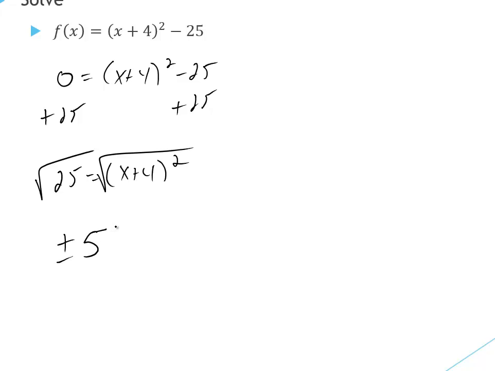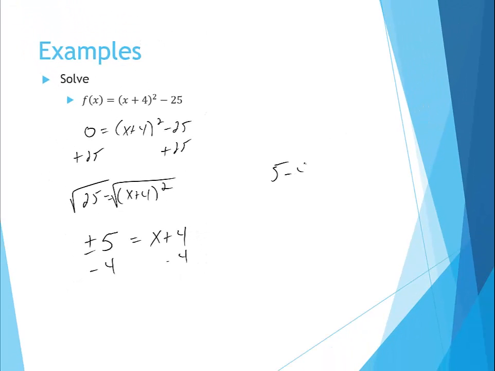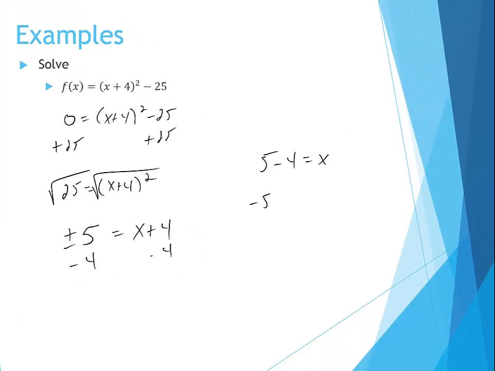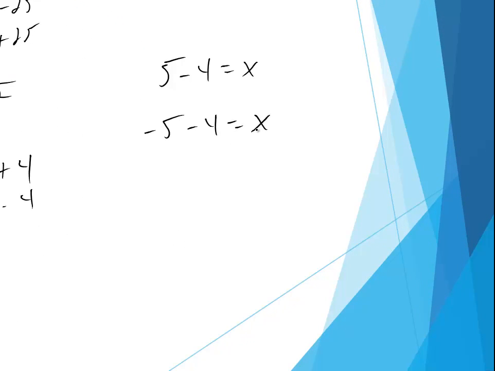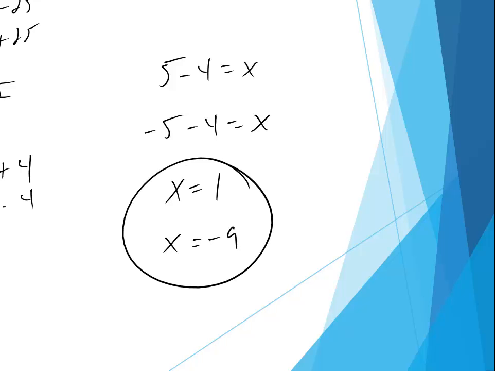Remember that when you square root something, you get a positive and a negative. So plus and minus 5 equals x plus 4. One last step, we need to subtract 4 from both sides to get x by itself. So we'll have two solutions: positive 5 minus 4 equals x, and negative 5 minus 4 equals x. 5 minus 4 equals 1, so x equals 1, and negative 5 minus 4 is negative 9. So there's your two solutions.